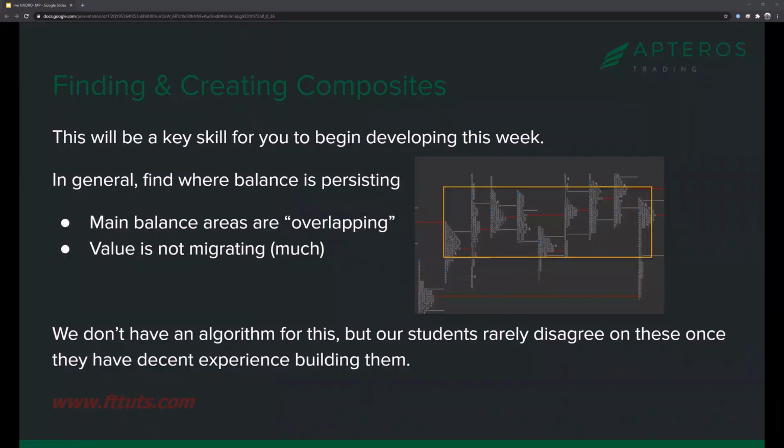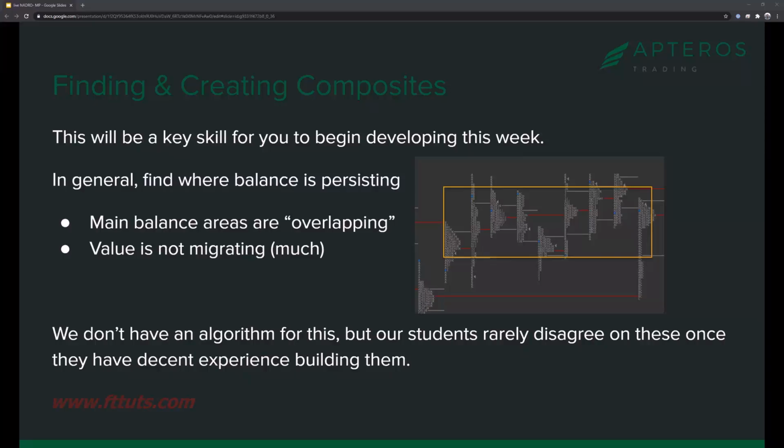Finding and creating composites. It's going to be a key skill for you to develop this week. Find where balance is persisting. Okay, how do we do that? Look at where the main balance areas are, forget value for a moment, okay? Just look at where those fat distributions are really overlapping, where the value is not migrating much. It might migrate a little, but it's not like gapping higher by 5 points, or 50 points. Those aren't even touching remotely, so there's no balance there.